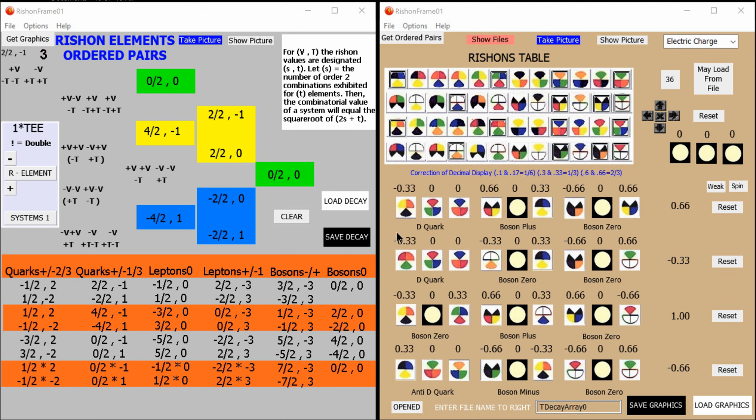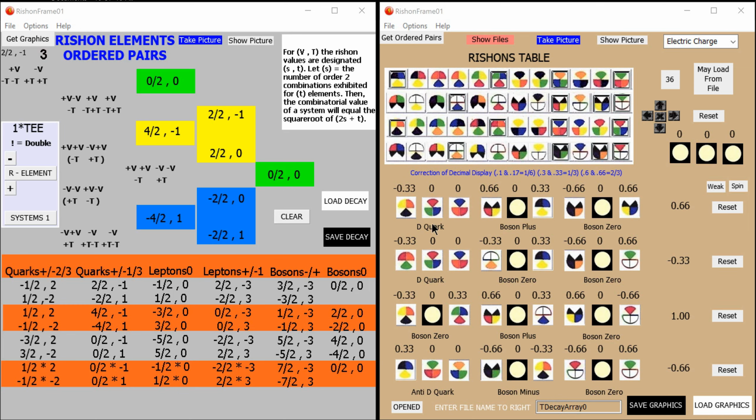So let's look at the quanta for the decay of the T quark. And first we'll look at the electric charge. If we look at the electric charge, we can see that for the generic D quark, we have -1/3 contributed by the anti-T rishon, and no charges are contributed by the anti-V rishons.